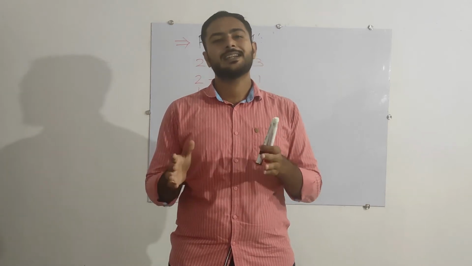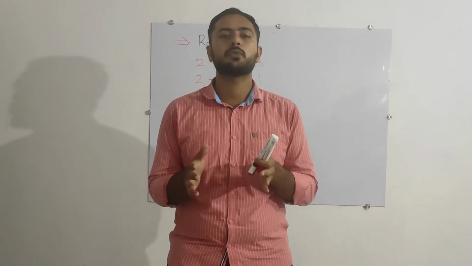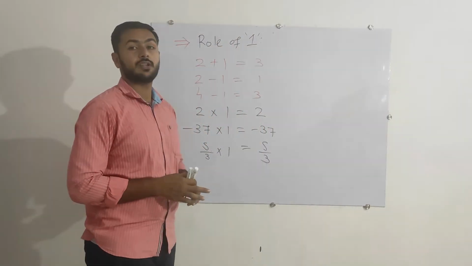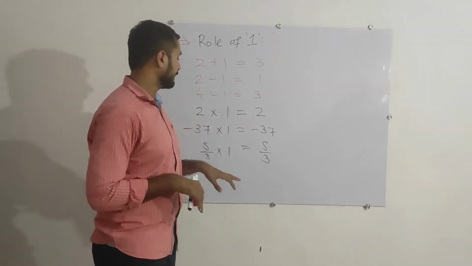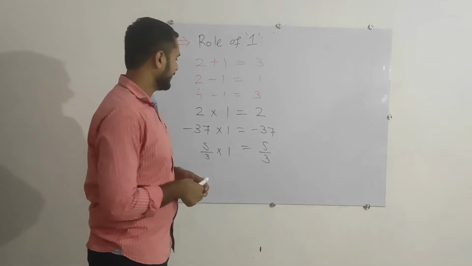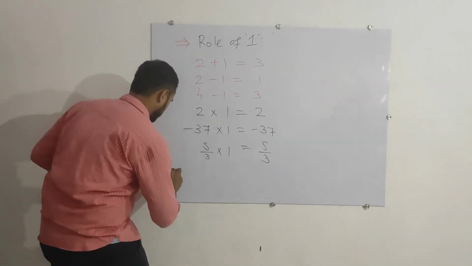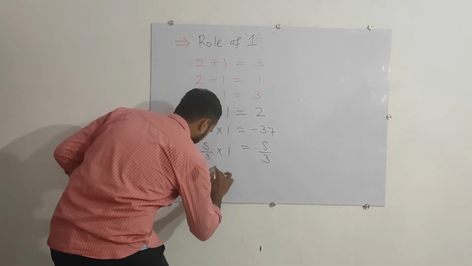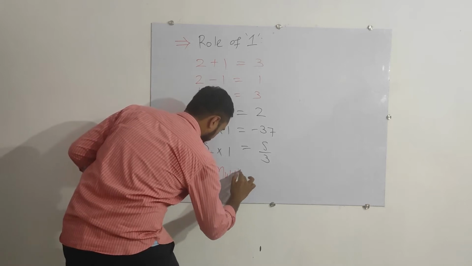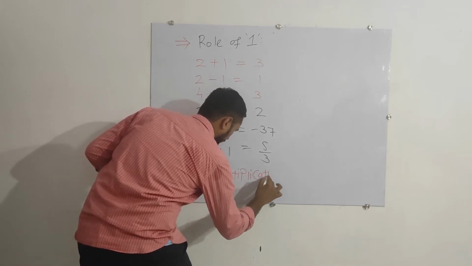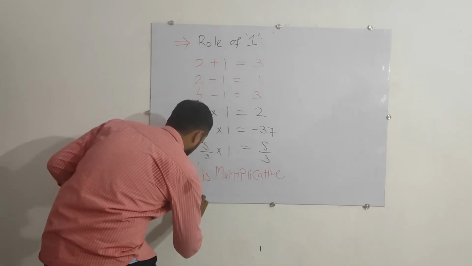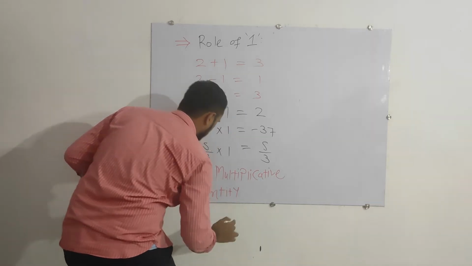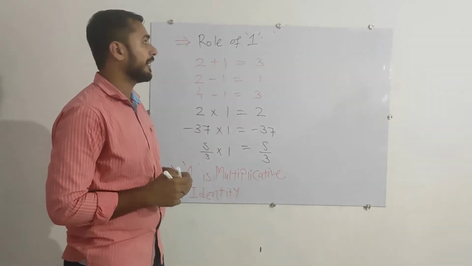If I do 1,37,000 multiplied by 1, that is 1,37,000 only. So here in multiplication, we get the same answer if we multiply by 1. It means 1 is the multiplicative identity. 1 is the multiplicative identity.